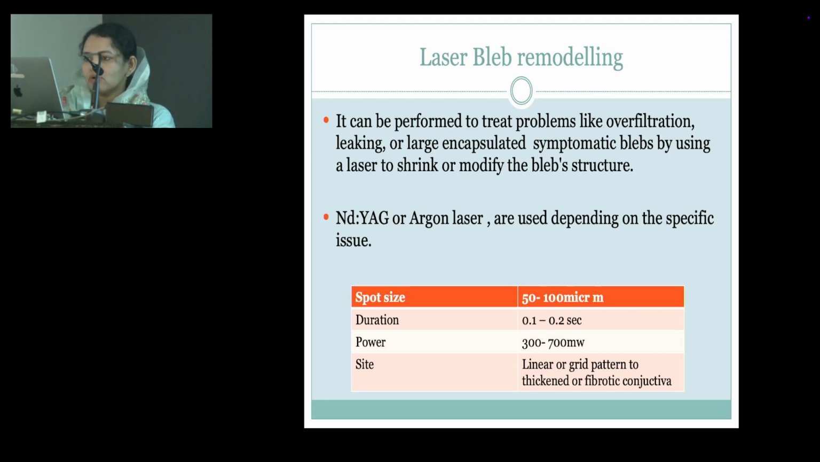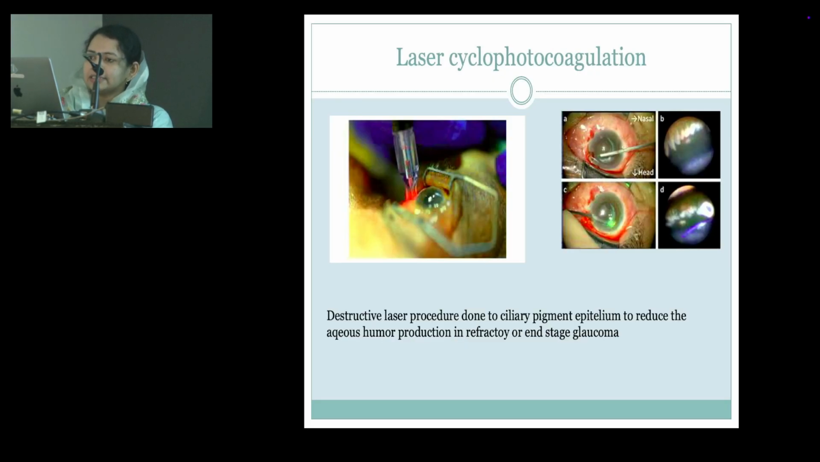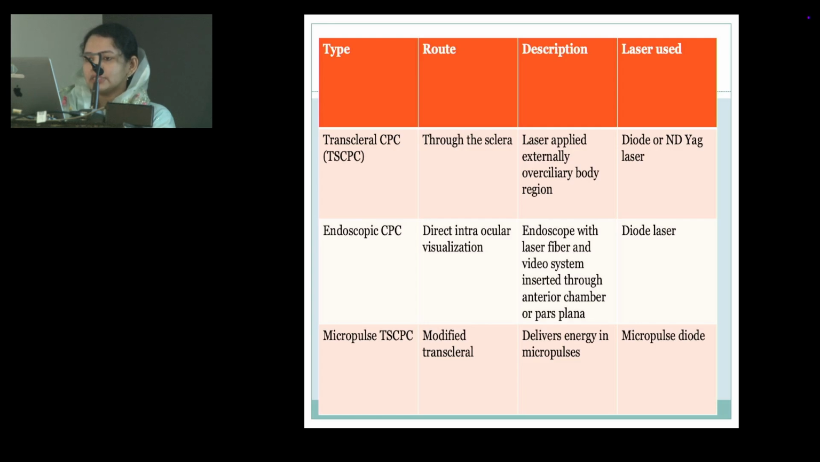And in laser bleb remodeling, it can be performed to treat problems like filtration and leaking or a large encapsulated symptomatic bleb by using a laser to shrink or modify the bleb structure. We are using a Nd:YAG or argon laser for this. And laser synechiolysis is to prevent the adhesion between the iris and lens capsule. Then next is the laser cyclophotocoagulation, a destructive laser procedure done to the ciliary pigment epithelium to reduce the aqueous humor production in refractory or end-stage glaucoma. There are different types of cyclophotocoagulation: transscleral, endoscopic, and micropulse. We are coming to each and every one in detail in the next sessions.